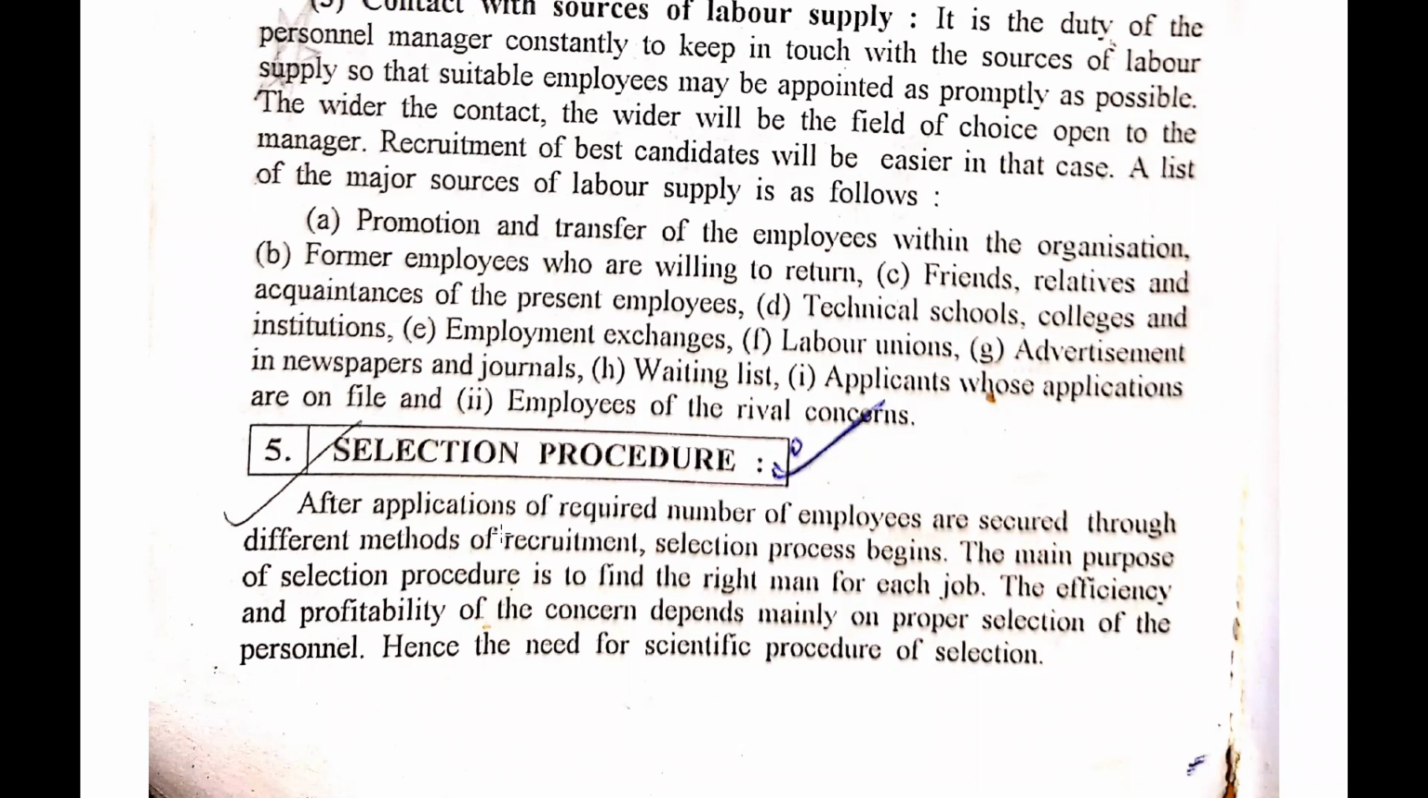After applications of the required number of employees are secured through the different methods of recruitment, the selection process begins. The main purpose of the selection procedure is to find the right man for each job. The efficiency and profitability of a concern depend mainly on proper selection of the personnel. Hence, the need for a scientific procedure of selection.